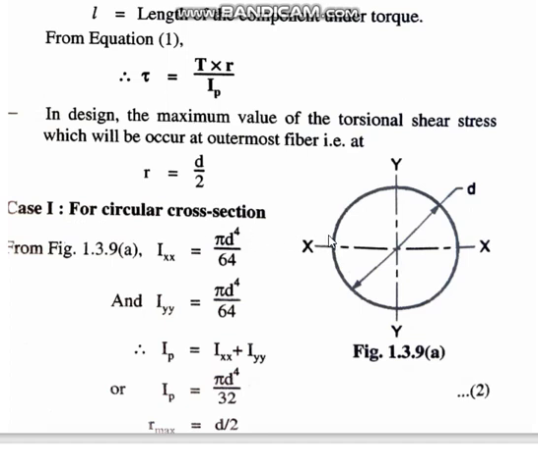It can be a hollow circular cross section, or it can be square, rectangular, or anything. Once we know what IP is, you'll be able to find out whatever is needed. Only this formula you should keep in mind. If it is a circular cross section, this R is diameter by 2. If it is a square cross section, this will be y, that is the distance of the extreme fiber from the neutral axis.